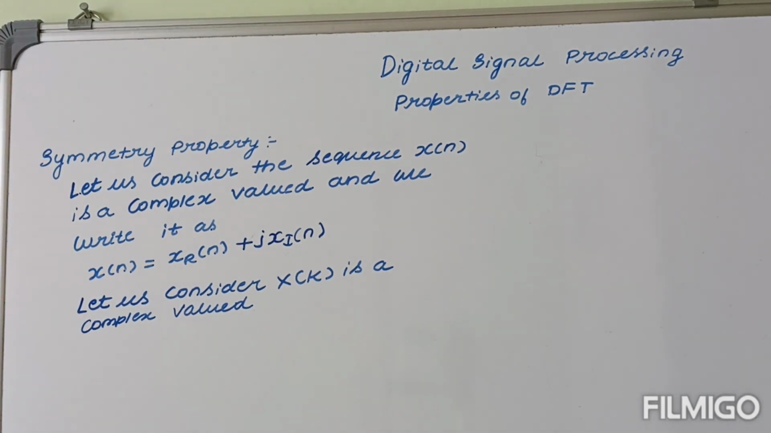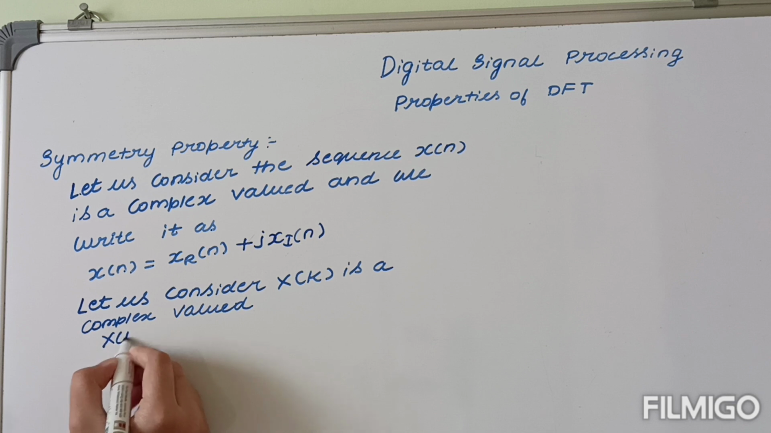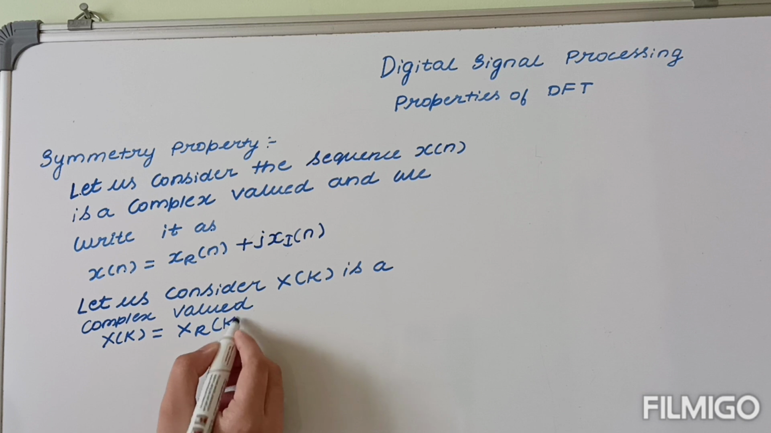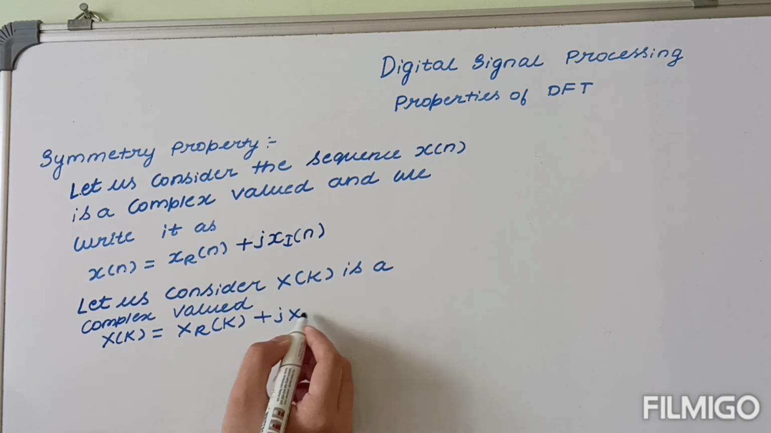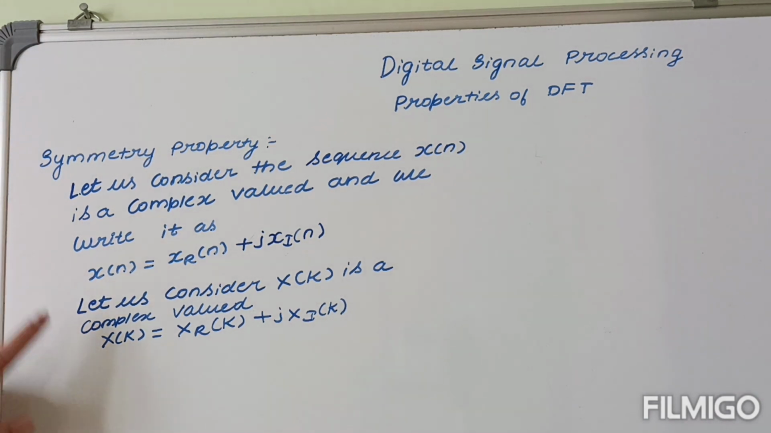So see here students, there is no statement written directly. We are going with respect to the proof. So directly we are going to come to the proof. No need of writing the statement and the proof; they start directly doing it like this. So the complex value, we can write it as x of k is equal to xr of k plus j xi of k.